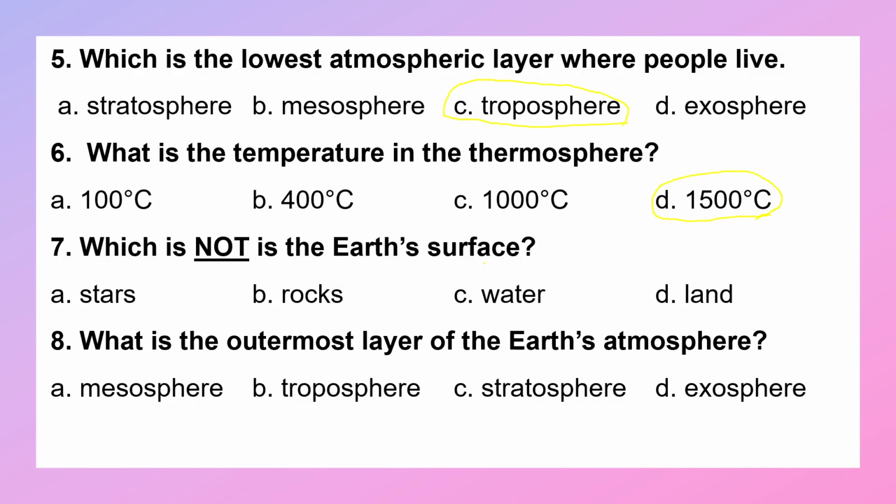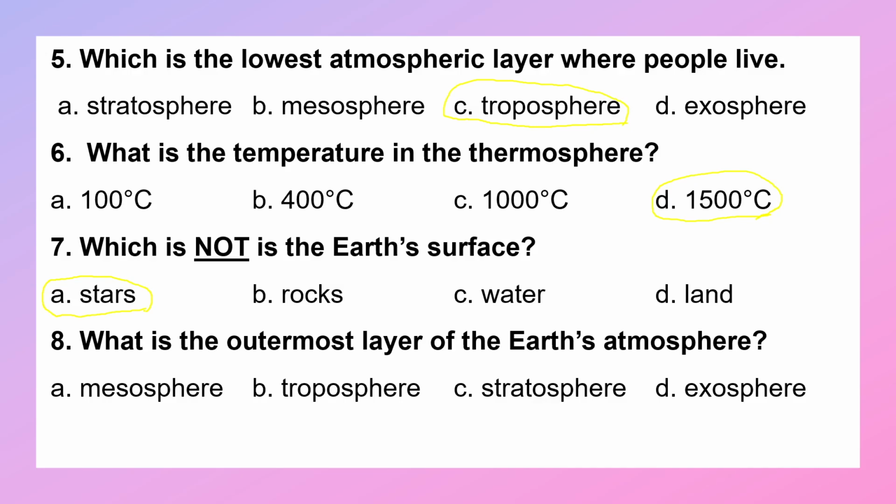All right. Number 7. Which is not the Earth's surface? A. The stars. B. Rocks. C. Water. Or D. Land. Correct. It's the stars. Okay. It is not in the Earth's surface. It is in the space.